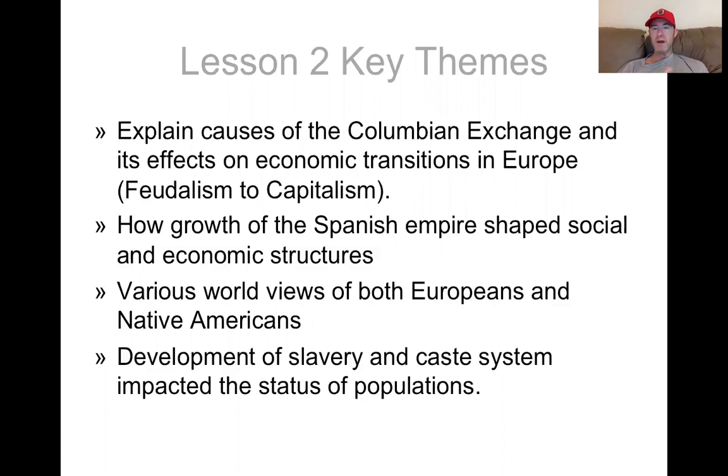How growth of the Spanish Empire shaped social and economic structures. Thirdly, various worldviews of both Europeans and Native Americans. This is going to affect things from religion to social structure, the whole gamut of things. And then last but not least, for sure, the development of slavery and the importance of the caste system and how those two things impacted the status of populations. Okay, so when we're talking about status, what we're really talking about is a hierarchy of social classes in these societies.